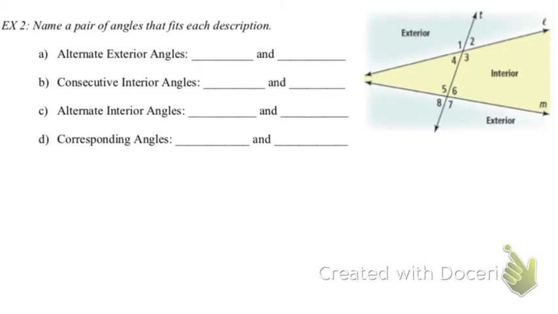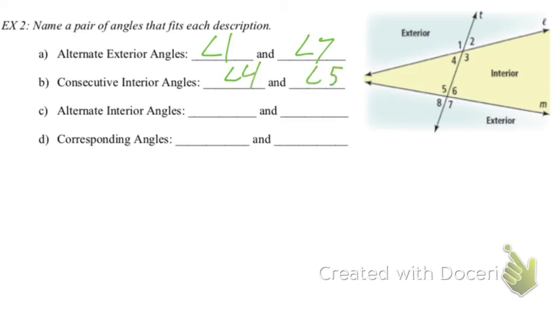Raise your hand if you want to give me a pair of alternate exterior angles, okay, Kevin? 1 and 7. 1 and 7, very good. Okay, raise your hand if you want to give me a pair of same side interior angles, okay, Landon, thank you. Same side interior. Yep, consecutive interior, same side interior. Angle 4 and 5. Very good, angles 4 and angle 5.